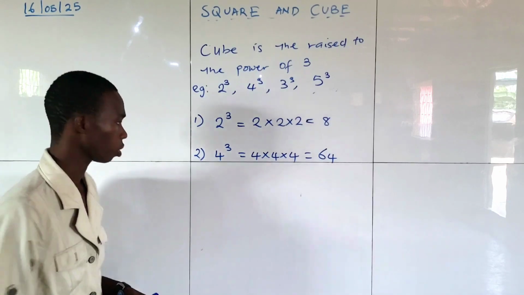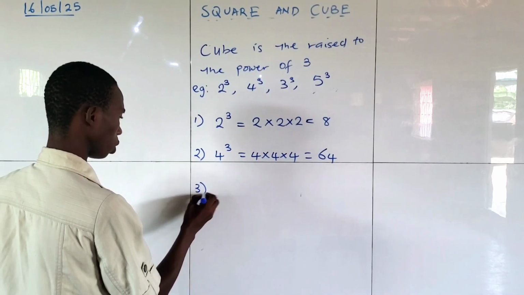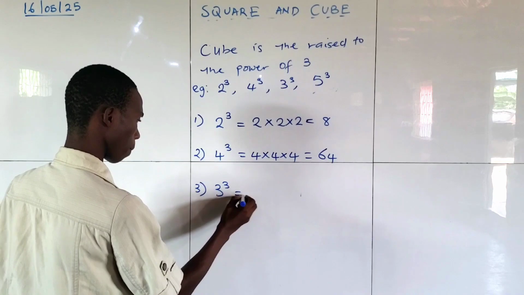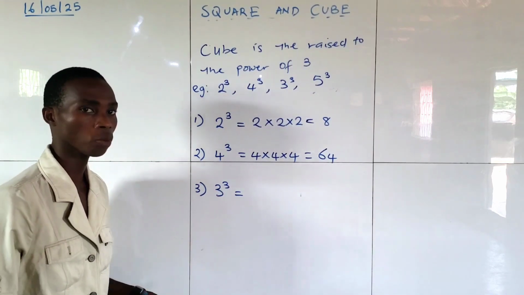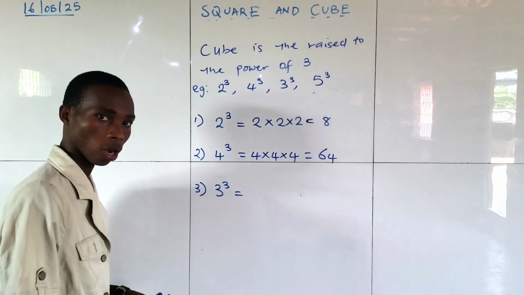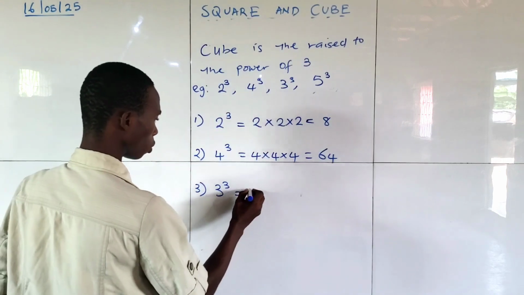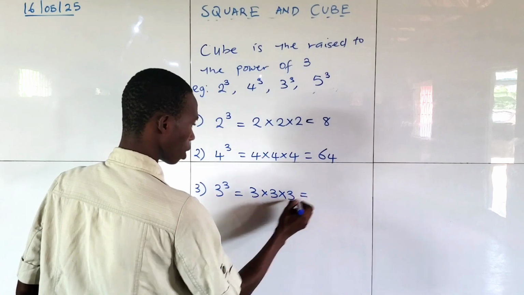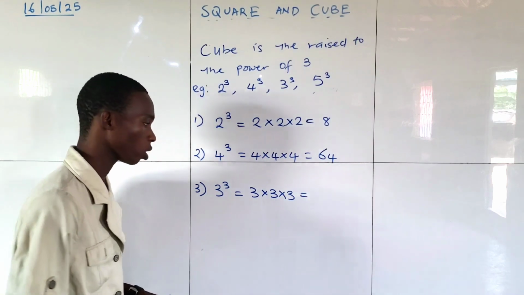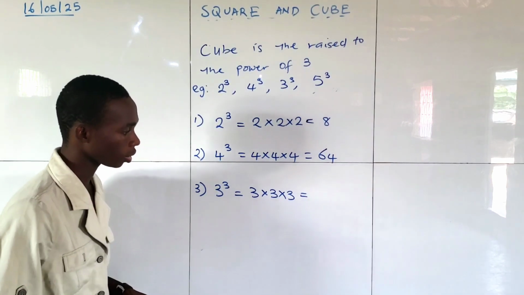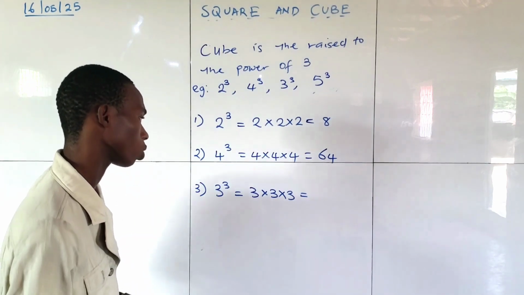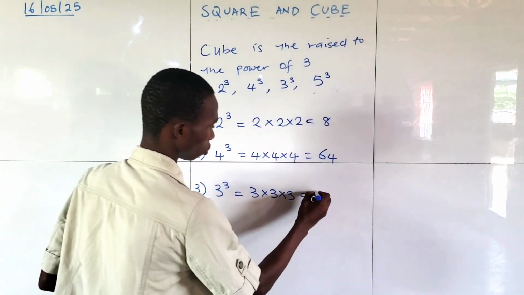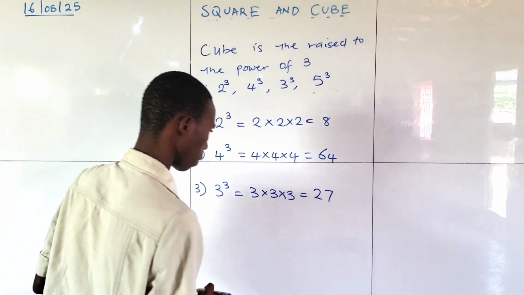Now let's continue. The third example is 3 cube. 3 cube can also be called 3 raised to the power of 3. So it will multiply itself 3 times. Now 3 times 3 will give us 9. 9 times 3 will give us 27. So we're having 27 here.